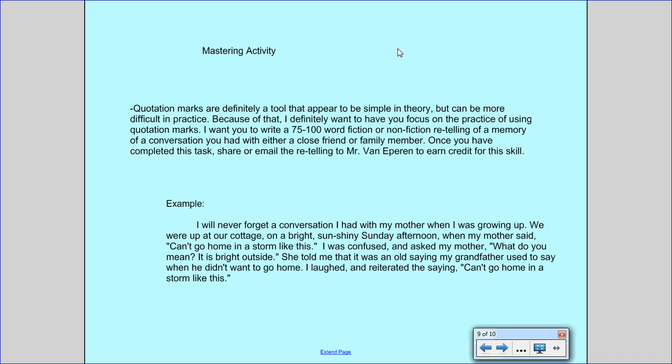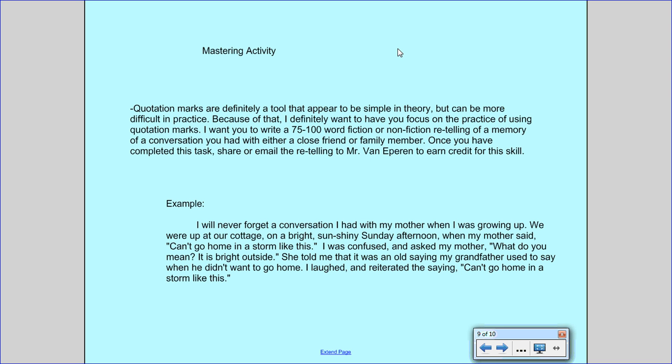So your practice activity is this. I want you to write a 75 to 100 word, either fiction or nonfiction retelling of a memory of a conversation you had, either with a close friend or family member. So by fiction or nonfiction, I mean if you feel comfortable sharing something that you actually remember, that's great. If you want to make something up, that's fine with me as well.